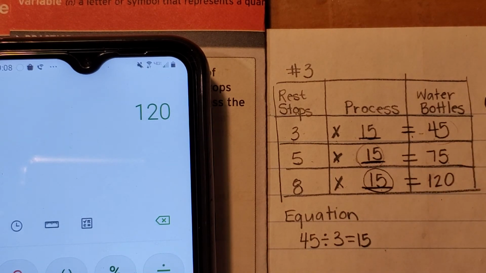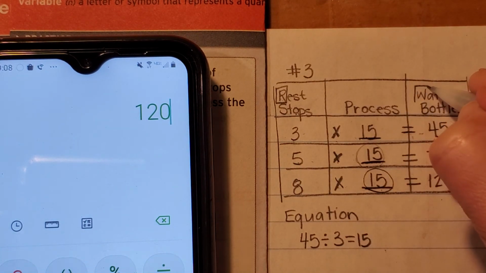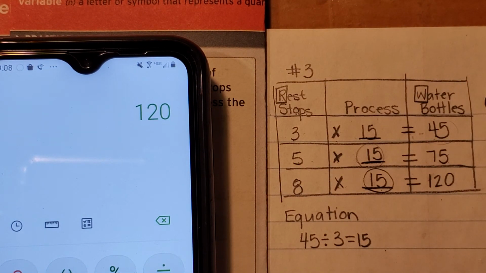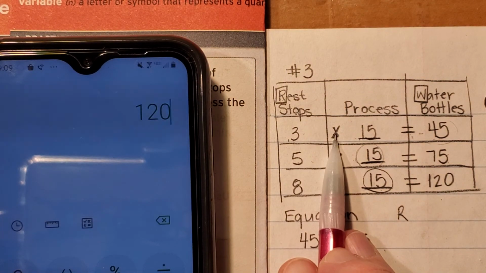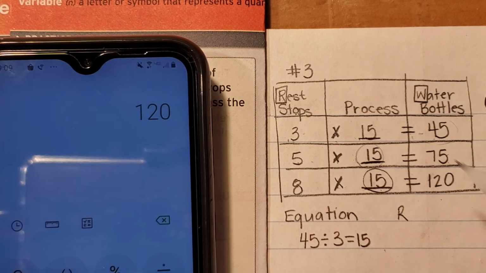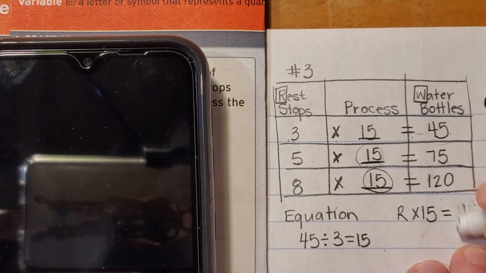Go ahead and try writing an equation using R for rest stop and W for water bottles. I'm going to write R for rest stop first. If I start with my rest stops, I have to multiply that number by 15, so I'm going to write that down, to equal 45. Oops, sorry, not to equal 45, but to equal our water bottles. Made an error.